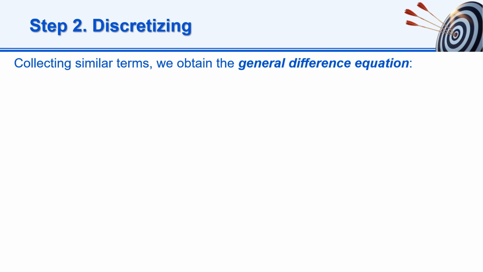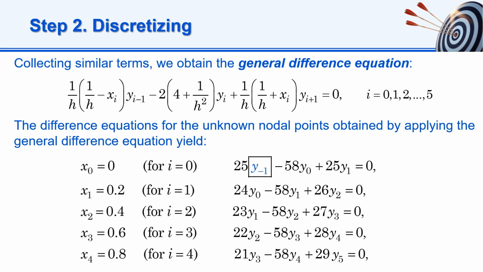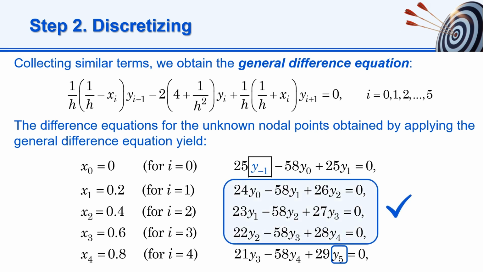The difference equations for the unknown nodal points obtained by applying the general difference equation yield. The difference equations for i equals 1 through 3 are final. For i equals 0 and i equals 4, there is a bit more work to be done as we still have to implement the boundary conditions.